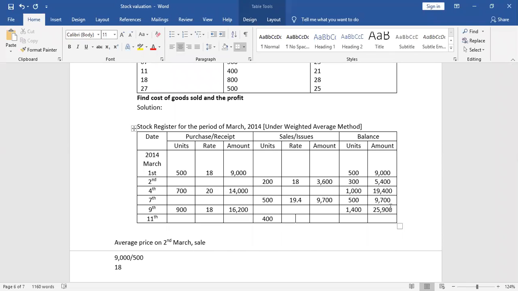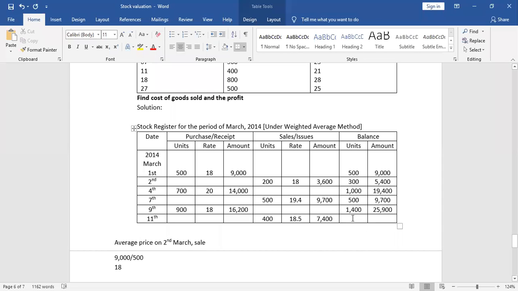So we will divide 25,900 with 1400. What are you getting as the average price? Are you getting 18.5? 18.5, so correct answer, 18.5. Multiply 400 with 18.5. How much are you getting? 400 into 18.5. Correct, 7,400.